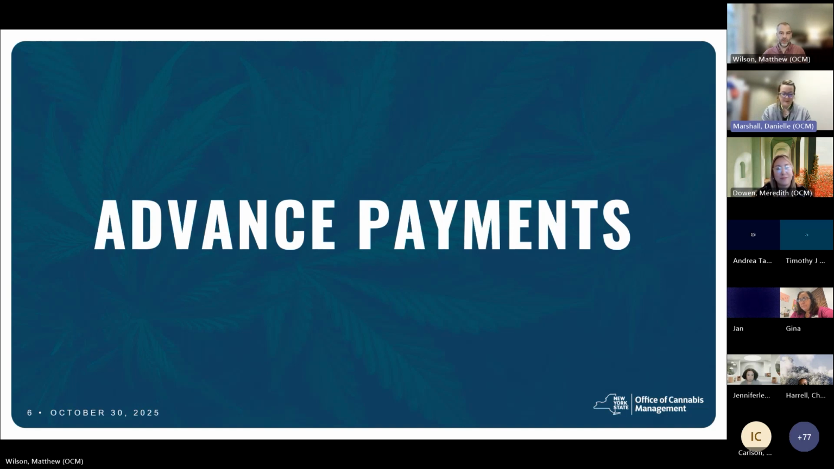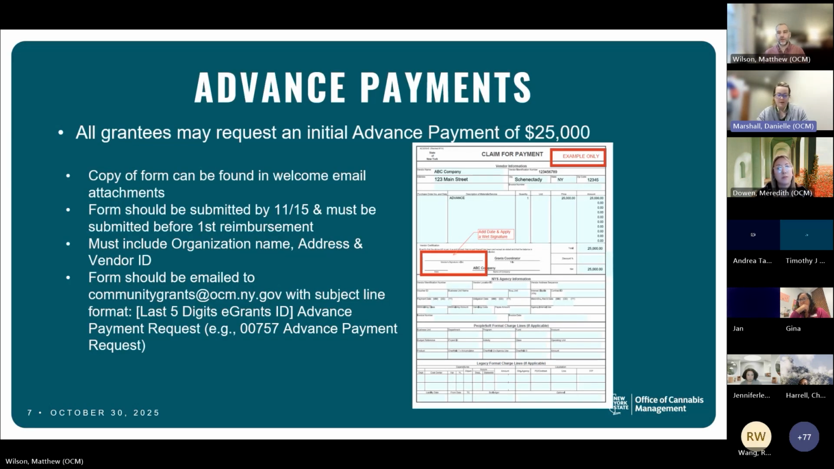Hello. Okay, so advance payments. All grantees may request an initial advance payment of $25,000. To request an advance payment, you're going to use the advance payment claim form shown here. A copy is attached in the welcome email. If you plan on requesting an advance, you should do so by November 15th, before submitting your first reimbursement. On the form, you're going to want to include your organization name, address, and vendor ID. You also need to add a date and wet signature.